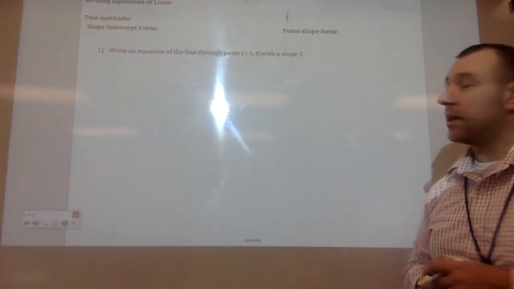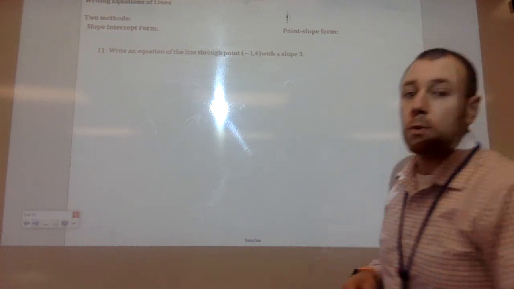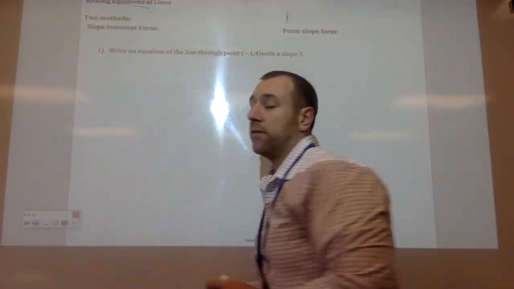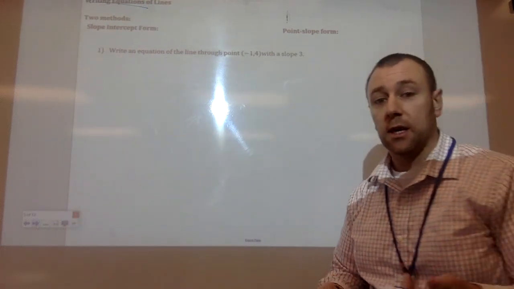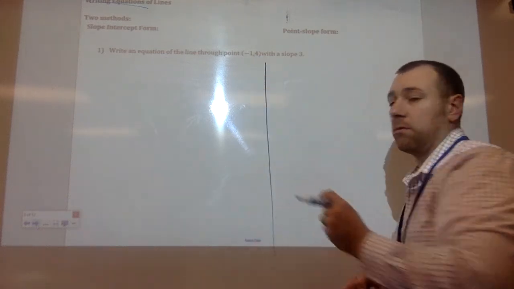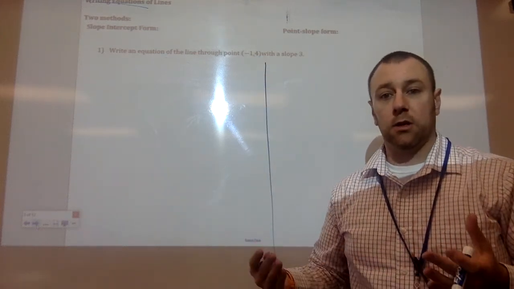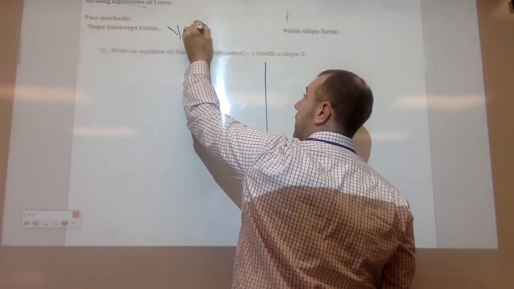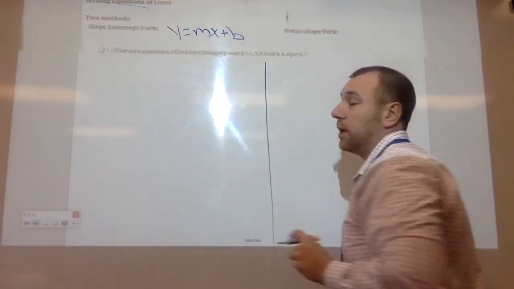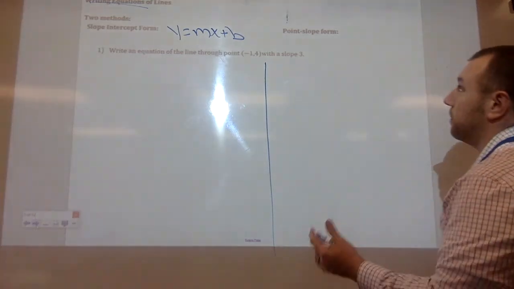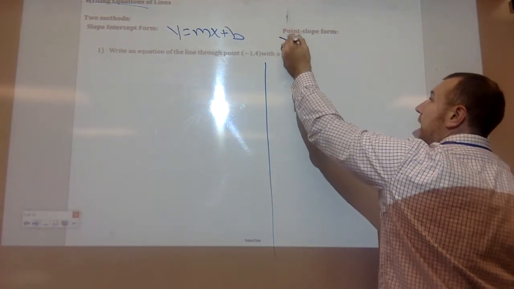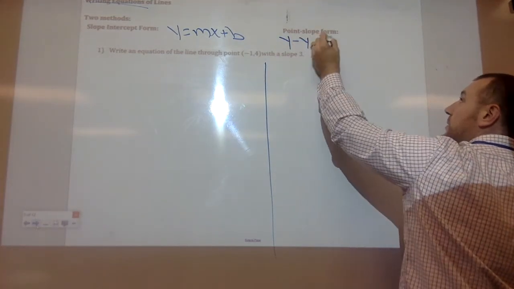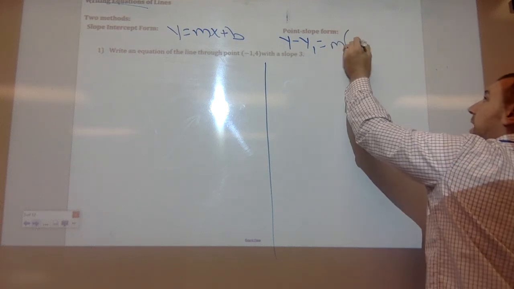The next process that you're going to have to do is write the equation of certain lines. Now, there are two methods that you're going to use when writing the equation of a line. There's the slope-intercept form, which is y equals mx plus b, and then there is the point-slope form, which is y minus y1 equals m times x minus x1.